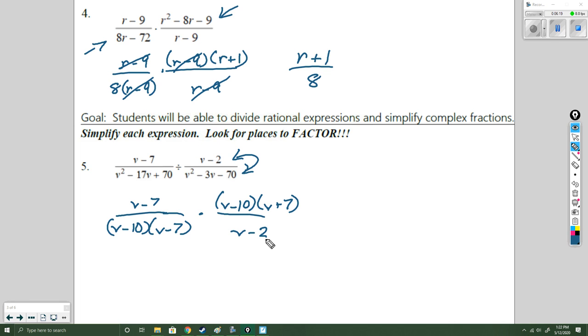Now let's look for those common factors that we can cancel out. So v minus 10 will cancel out, and the v minus 7s will cancel out. So what we get left over is just v plus 7 on v minus 2. Awesome, and we're already just about halfway there.